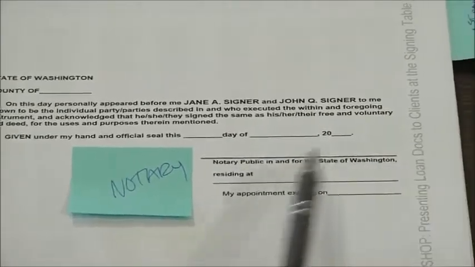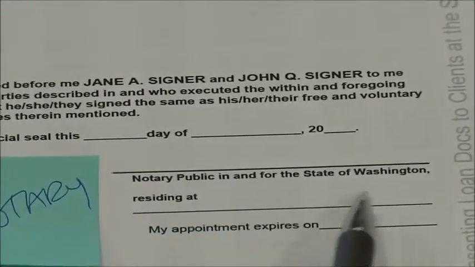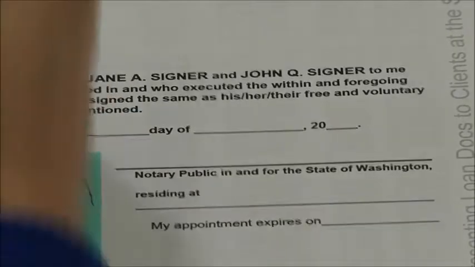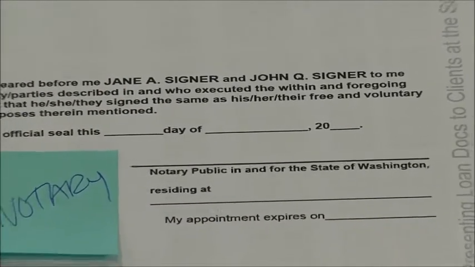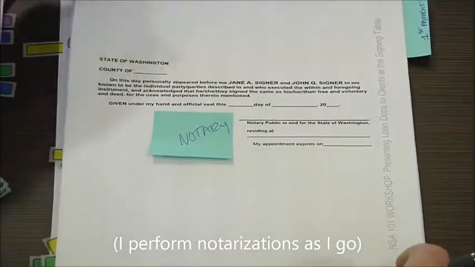My signature here, residing at. So I'm very neatly printing my address in here. My appointment expires on, and then notary stamp goes right there. Right then and there? Right then and there. I don't save anything for the last. As they go, I go. Okay. Yep.